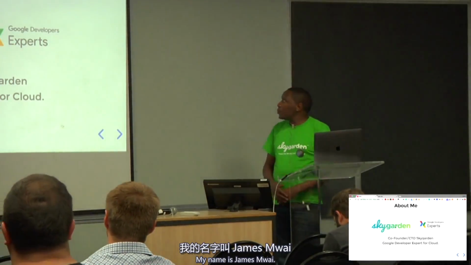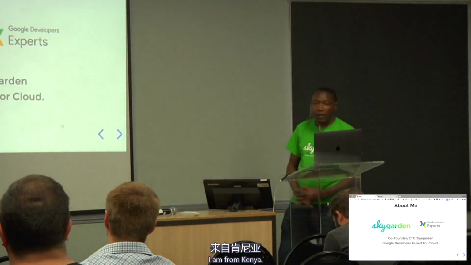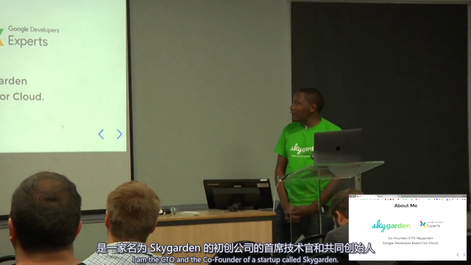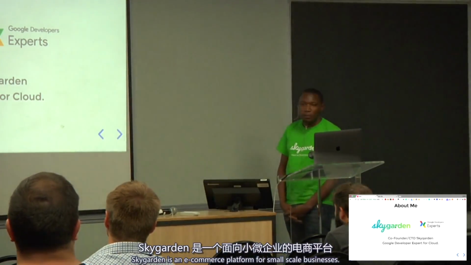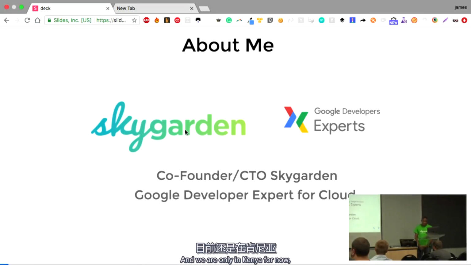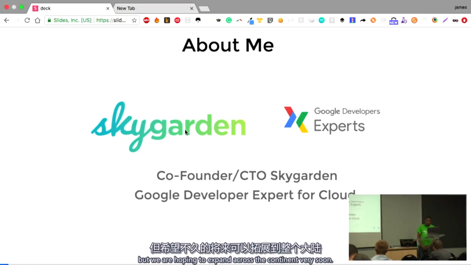My name is James Mwai. I am from Kenya. I'm the CTO and co-founder of a startup called Sky Garden. Sky Garden is an e-commerce platform for small-scale businesses. And we are only in Kenya for now, but we are hoping to expand across the continent very soon.